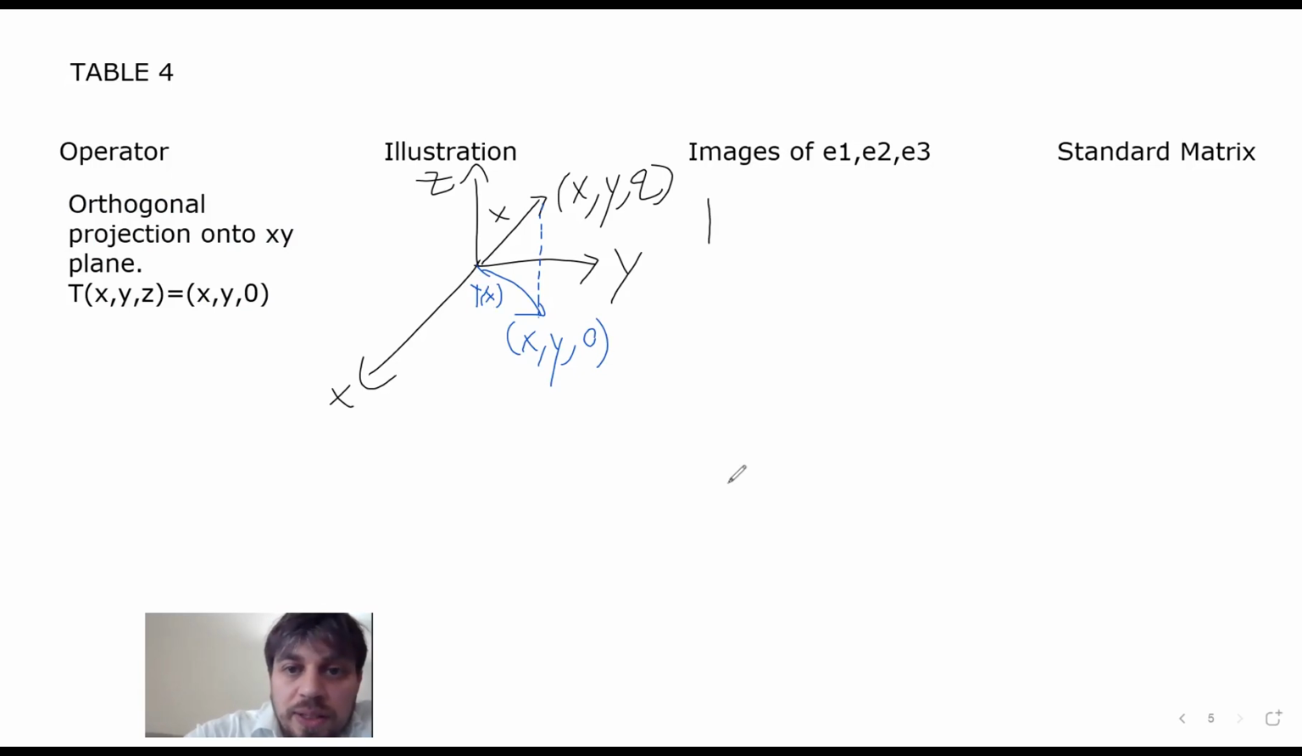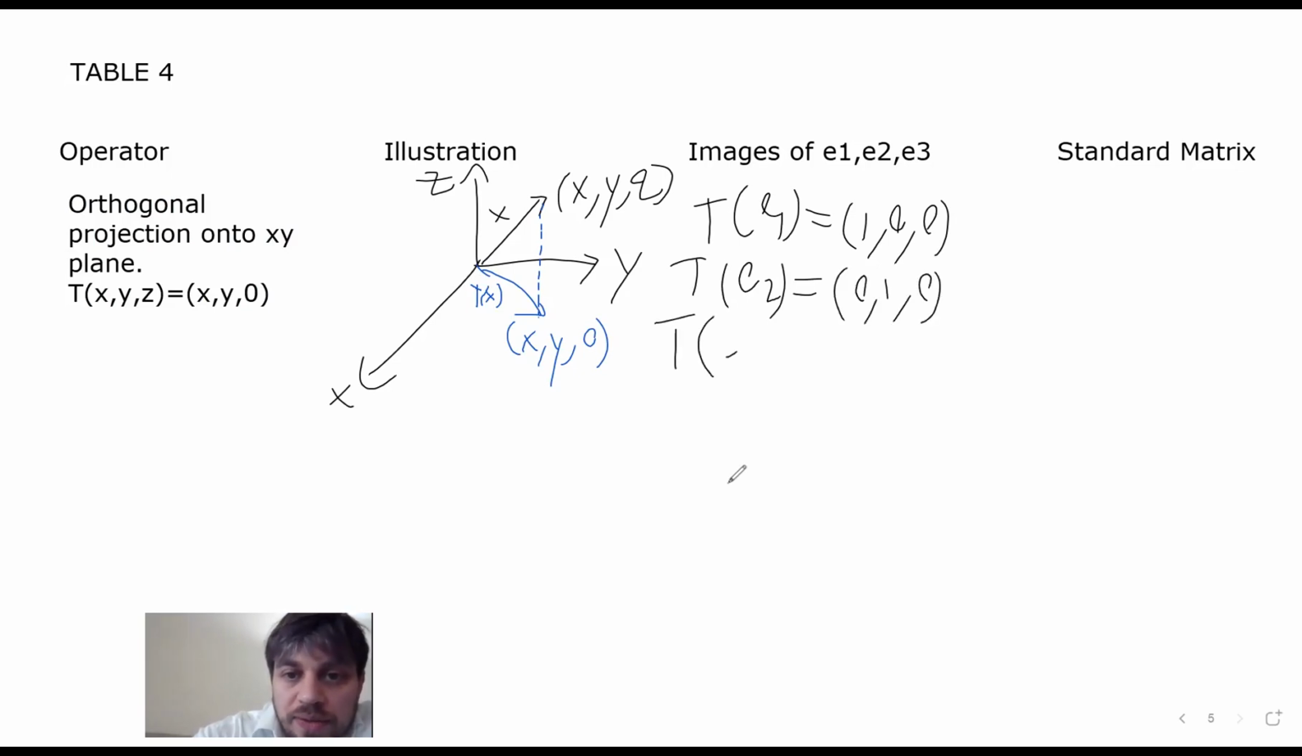Okay, so T of E1, E2, E3 are in R3. T of E1 is making the z component 0, so it stays the same. T of E2 makes the z component 0, stays the same. But T of E3 is making the z component 0. So 0, 0, 0.